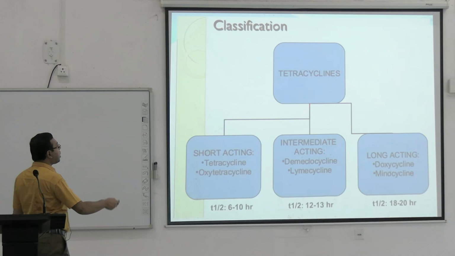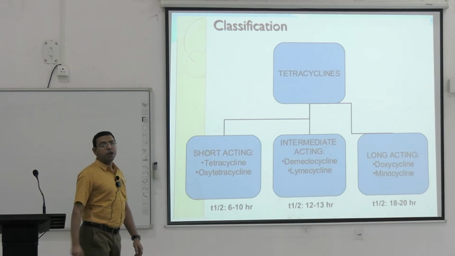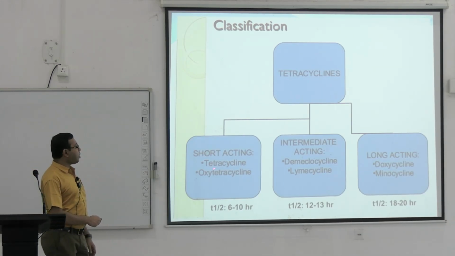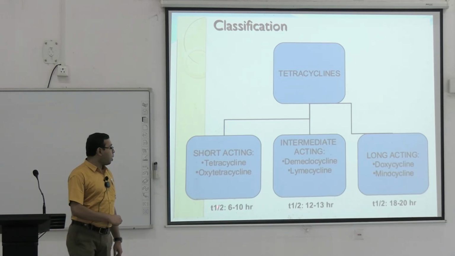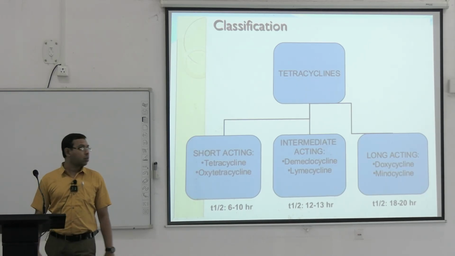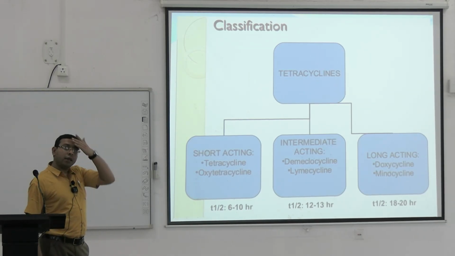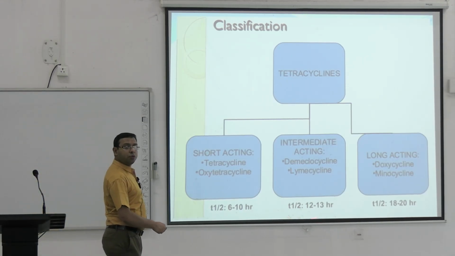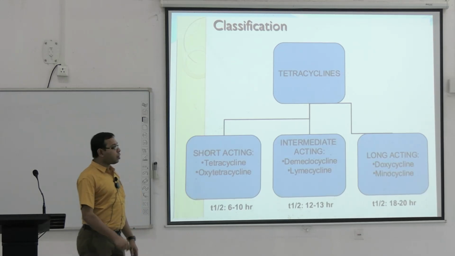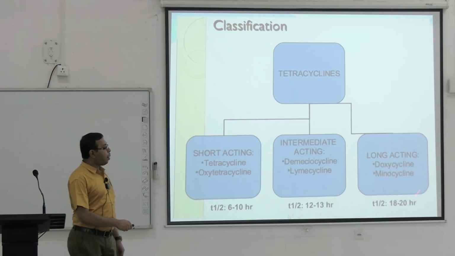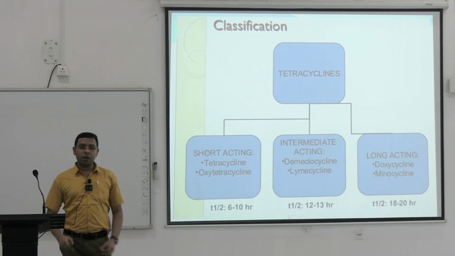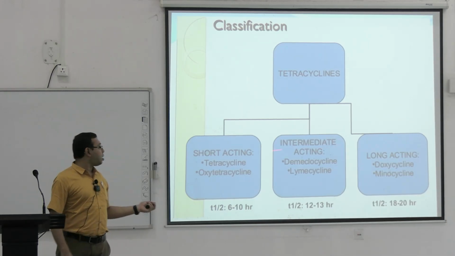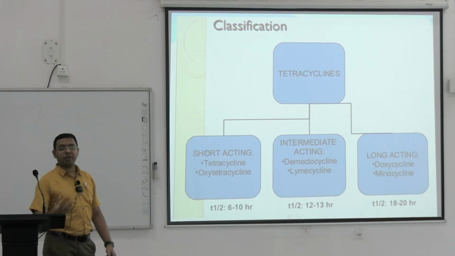So again, we can classify these by duration of action. Short acting are tetracycline and oxytetracycline, where the half-life is 6 to 10 hours. Intermediate acting are demeclocycline and lymecycline, where the half-life is 12 to 13 hours. And long acting are doxycycline and minocycline, with a half-life of 18 to 20 hours. So these are the different examples of the tetracyclines.